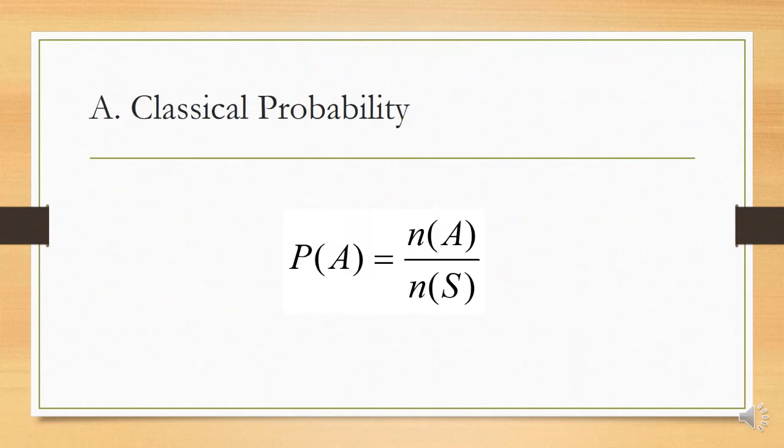Okay, so let's have now the proper problems for probability. So our classical probability, the first one, states that the probability of event A is equal to the number of outcomes of event A divided by the number of outcomes in the sample space. If you look at the formula, these are actually what we have solved in the previous problems.